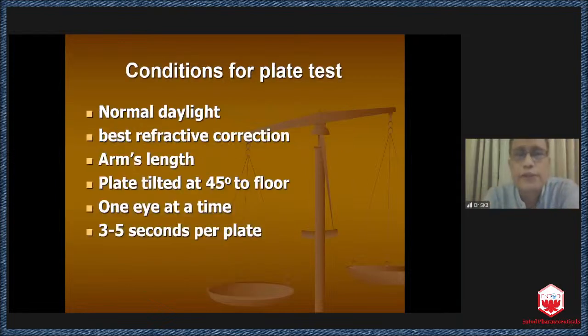This test has to be done ideally in normal daylight. Before doing the Ishihara test, the refractive status of the patient has to be corrected. If the patient has presbyopia, that needs to be corrected. The plate has to be held at one arm's length and tilted around 45 degrees. Each eye should be examined separately, and for each plate, 3 to 5 seconds are given to the patient.